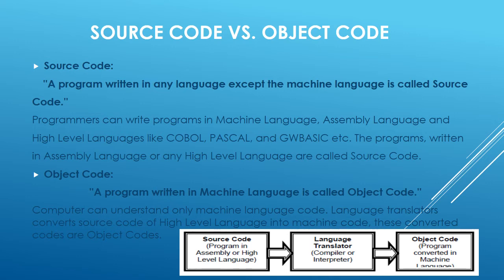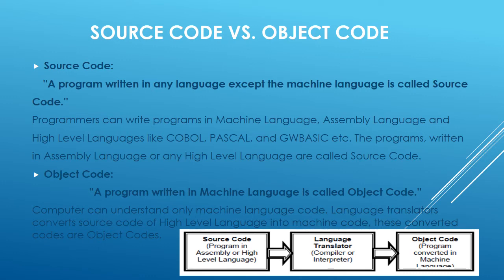Object code. A program written in machine language is called object code. The computer can understand only machine language code. A language translator converts source code of high-level languages into machine code. These converted codes are object codes.